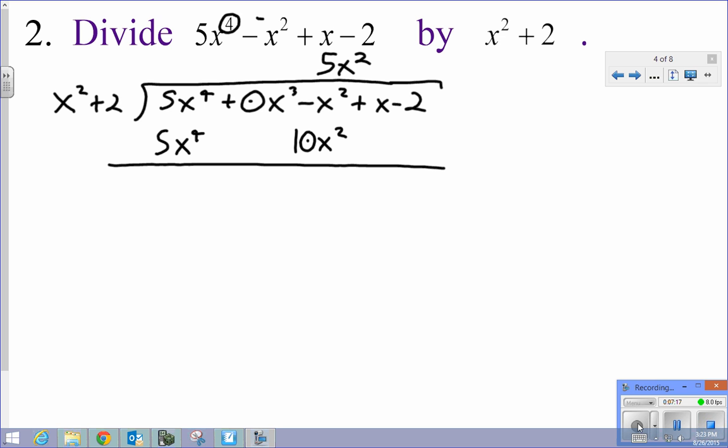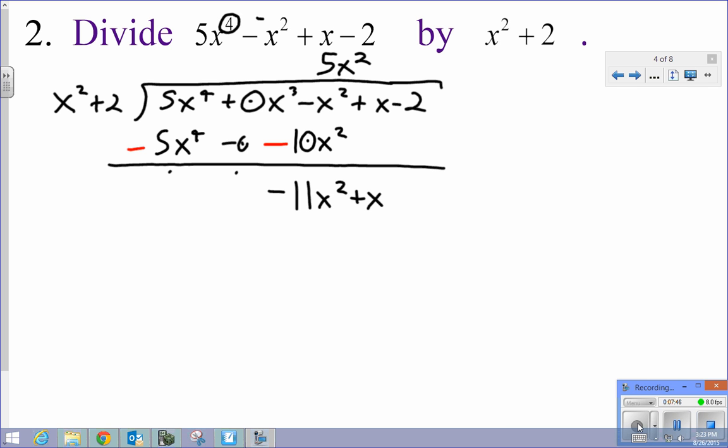Now, remember, because I'm subtracting, I'm changing the signs on both terms. Here, this is going to go to 0 as it should. We didn't get any x cubed terms, so this minus 0, we get 0 again. Now my x squared term, I have a negative x squared minus 10x squared. I'm going to get a negative 11x squared. Bring down my next term.